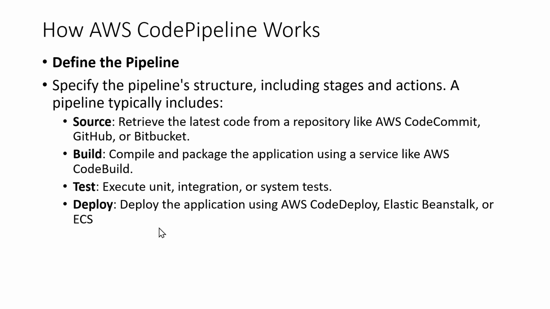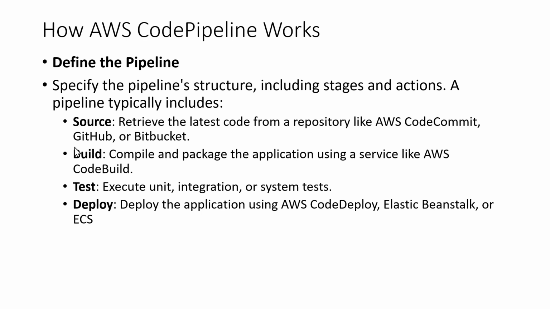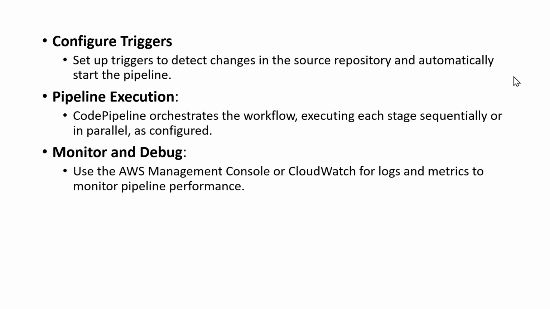Once all these stages are successful, we can directly deploy the application to S3 buckets, Elastic Container Service, CodeDeploy, or Elastic Beanstalk. These are all some serverless things. And next, configure the triggers. Set up triggers to detect changes in the source repository and automatically start the pipeline. We have provided our repo link, right? So when a change gets committed, the trigger automatically fires and the pipeline gets executed.